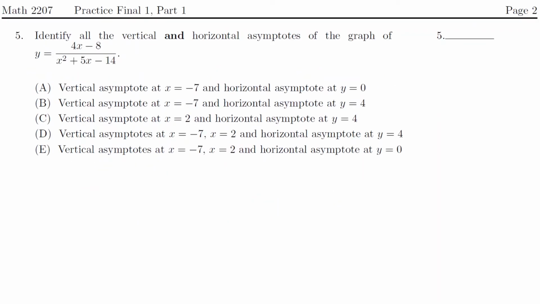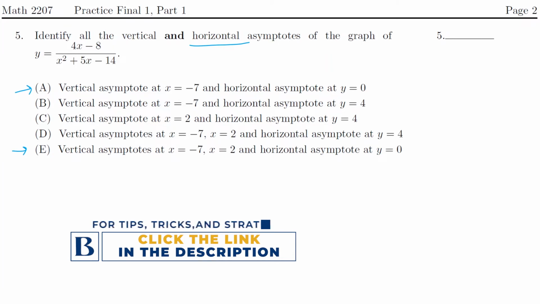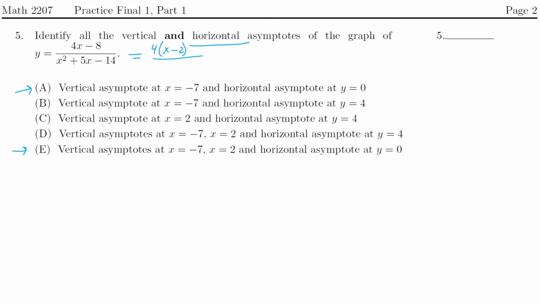Next, identify all the vertical and horizontal asymptotes. Alright, so for horizontal asymptotes, immediately, the top is less than the bottom in terms of exponents, so therefore the horizontal asymptote is 0. So it's either E or A. Then I have to figure out the vertical asymptote. For that I need to simplify the fraction. So here I have 4 times x minus 2, and the bottom is going to be x minus 2 times x plus 7. So I'm simplifying this. I have x plus 7 on the bottom equals 0, so x equals negative 7. So therefore it is A.